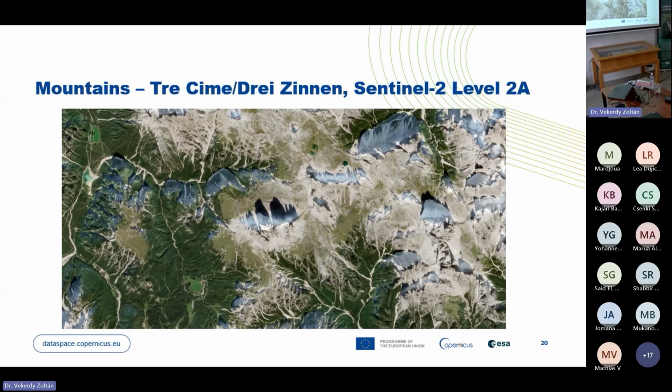So this is something that we are talking a lot about: level 1B or level 1C correction still contains atmospheric effects, and level 2A has removed atmospheric effects.